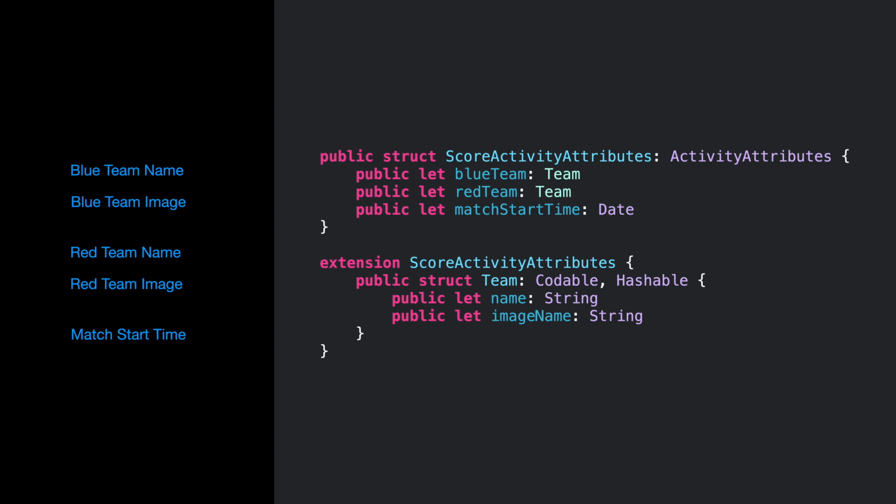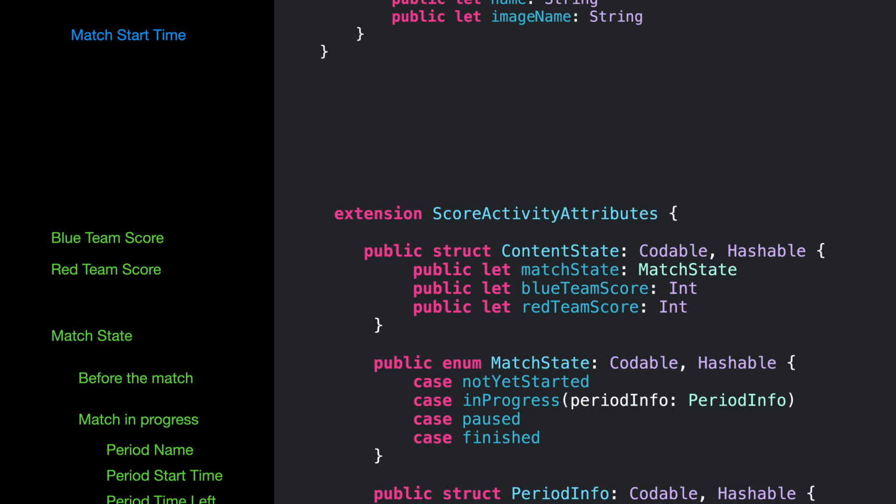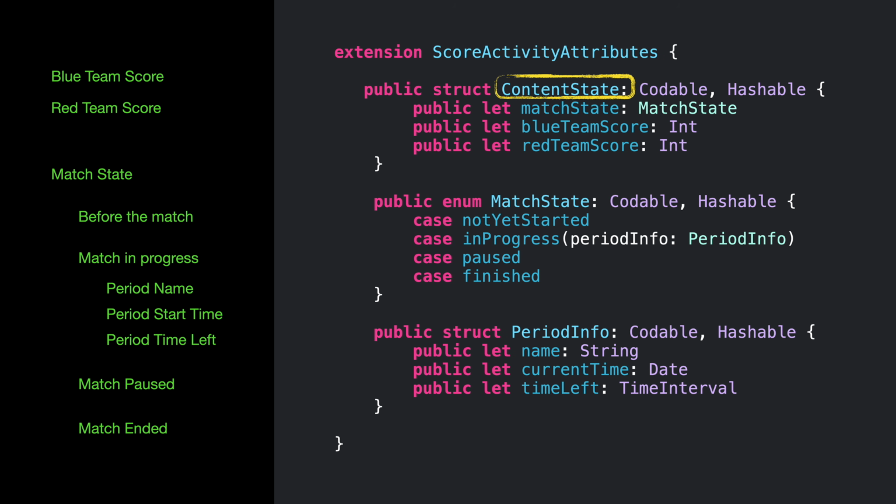A structure that conforms to activity attributes, in this case, the team's information and the match start time. Also a structure called content state, nested in activity attributes, as the protocol requirement of an associated type. Here, we will set the properties like the score and the match state. I will have these types defined in an SPM package in my project, as I will be including the types both from my iOS target and widget target.